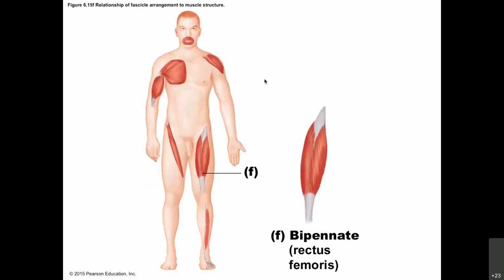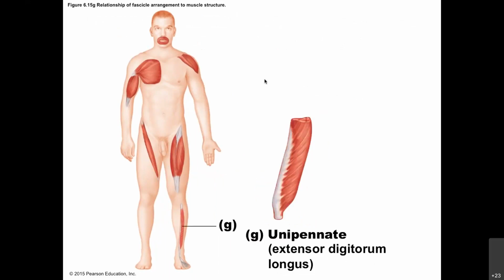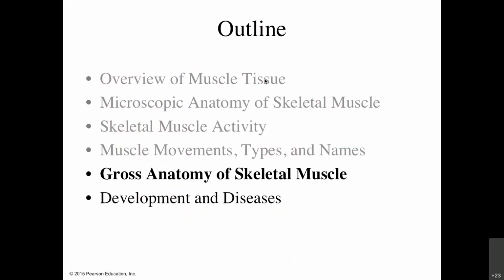The bipinnate, not quite as strong. This is where we're talking about 2 lines of fascicles coming into a central tendon, but it's stronger than the unipinnate, 1 line of fascicles to a central tendon. Okay, that's where we're going to leave it today.